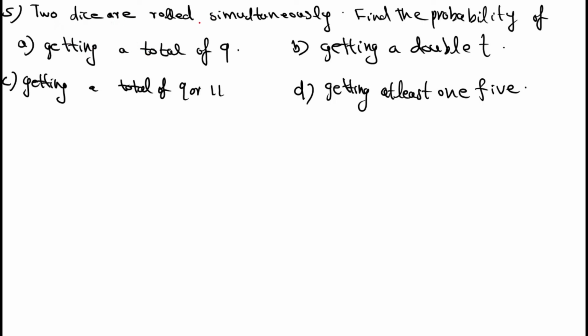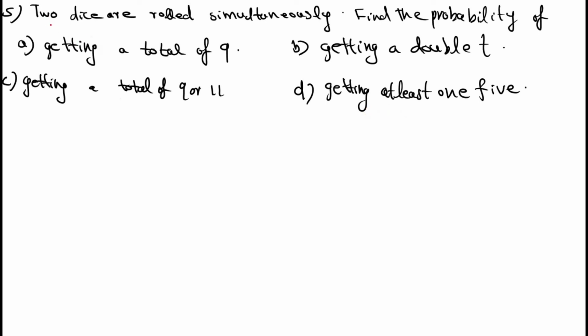Two dice are rolled simultaneously. Find the probability of getting: first, a total of 9; second, a doublet; third, a total of 9 or 11; and the next question is getting at least one 5.